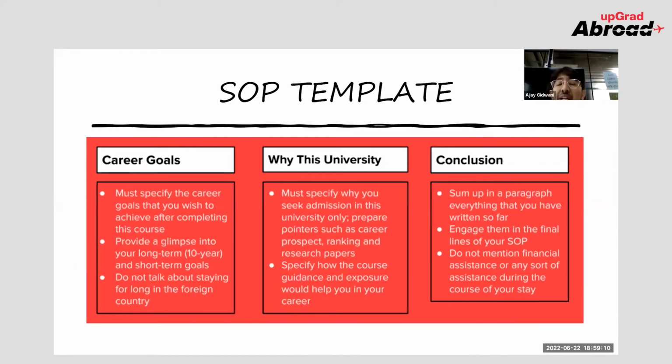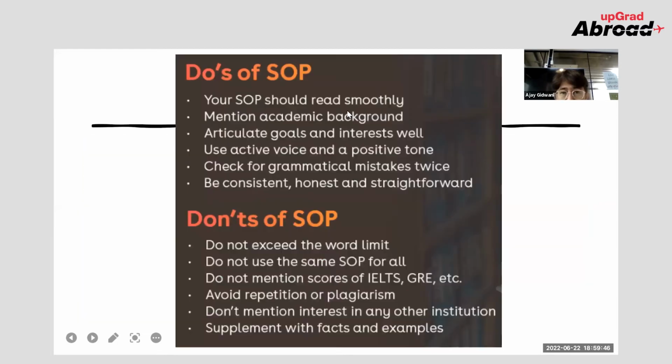When I talk about the conclusion, it is about summing up in a paragraph everything that you have written so far and engaging them in the final lines of your SOP. Do not mention financial assistance or any sort of assistance during the course of your stay. It has to be very clear. More or less, a complete SOP is all about how you state yourself in a perfect manner. So this is all about the SOP template.